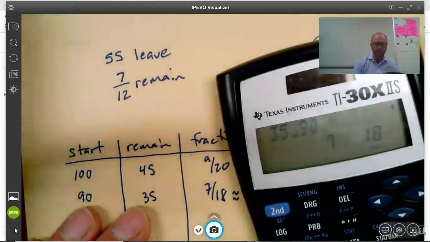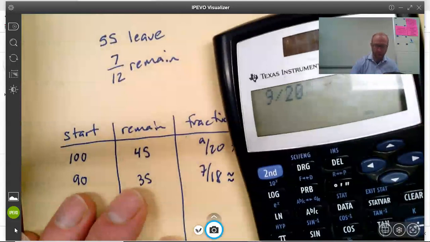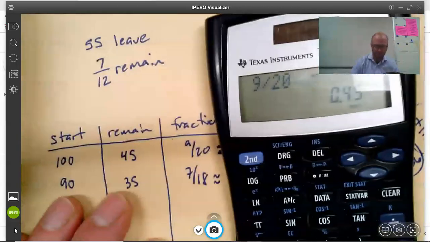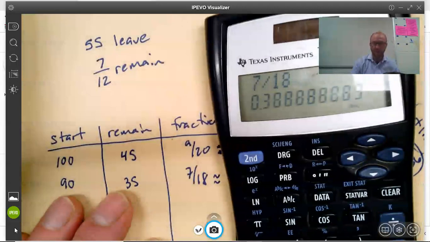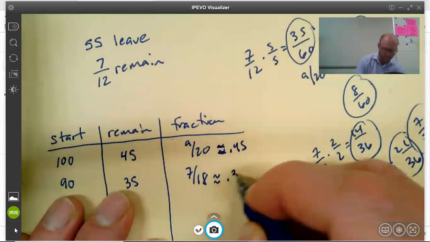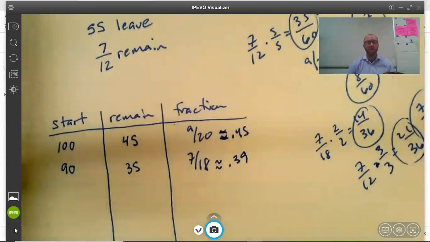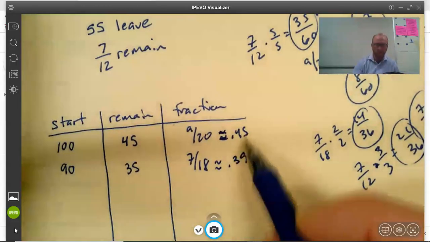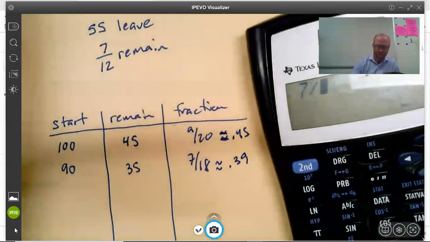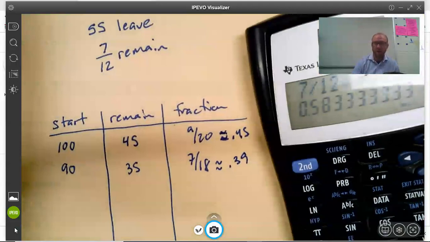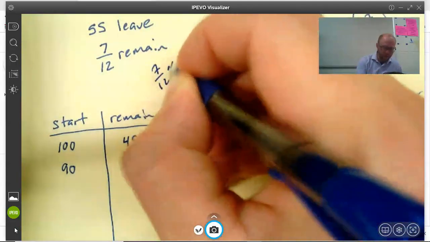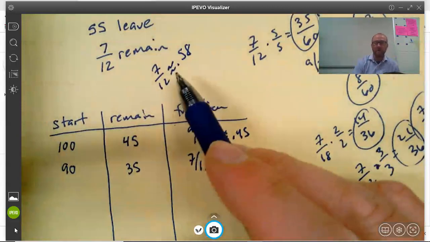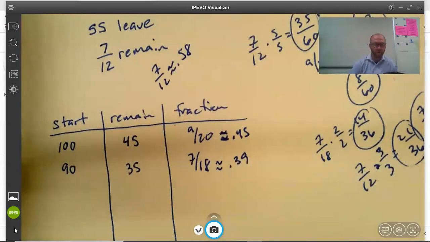9 divided by 20 is exactly 0.45. And 7 divided by 18 is 0.38 repeating, so approximately 0.39. So we can tell that our fraction is getting smaller, from 0.45 to 0.39. Now let's check 7/12ths. 7/12ths is approximately 0.58. If we went from 0.45 to 0.39, we are not on the way to 0.58. So let's try going the other direction.